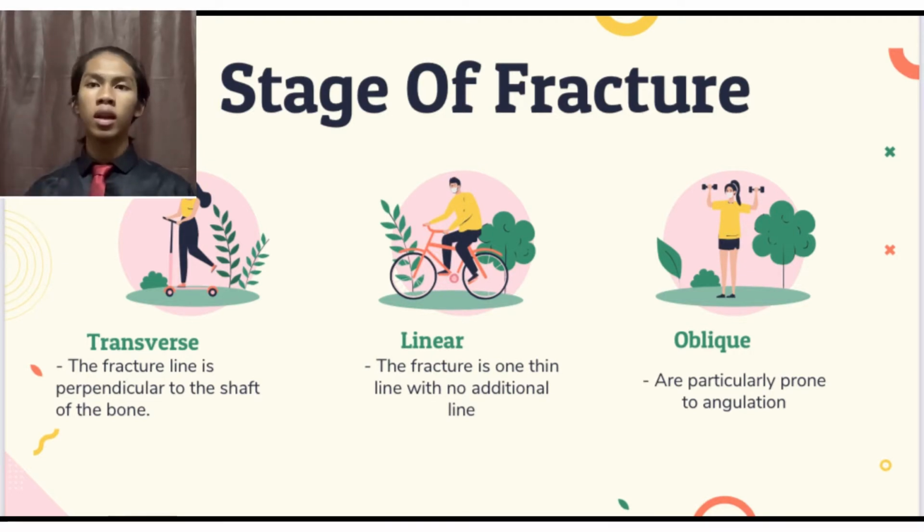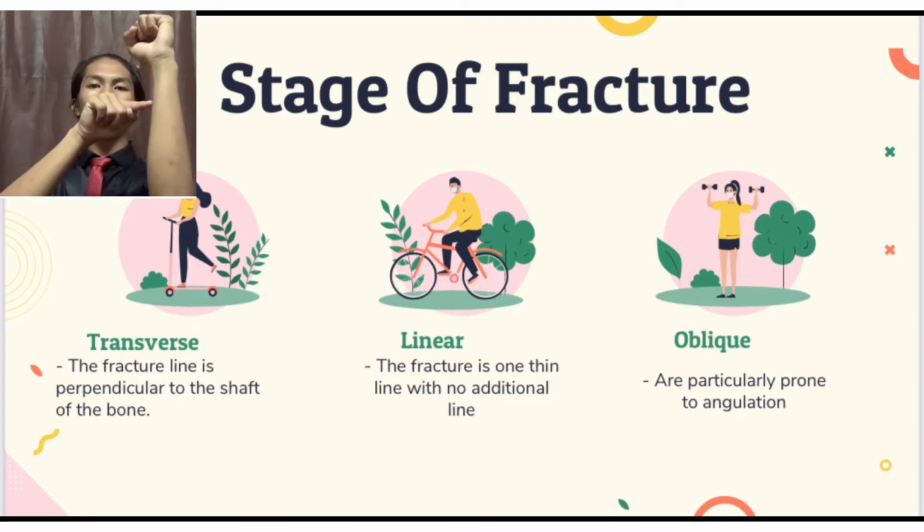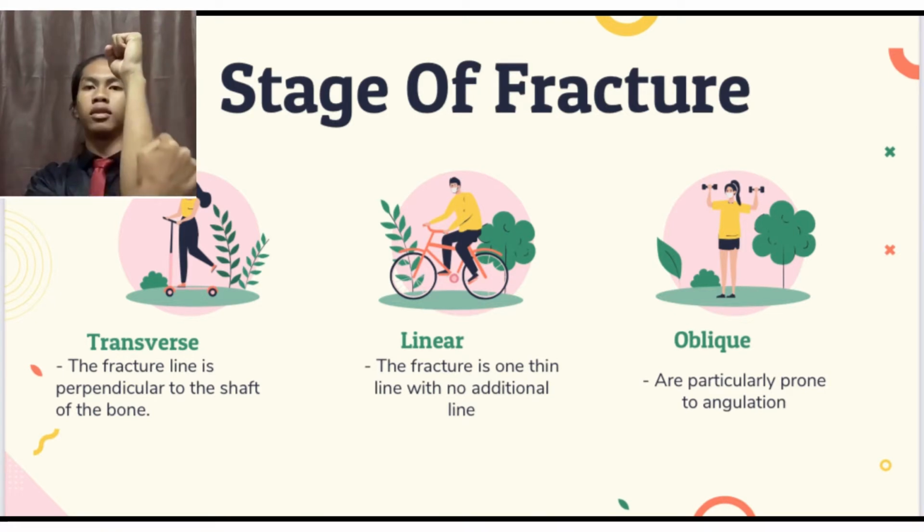The second one is linear, where the fracture is one thin line with no additional lines splintering from it. So the fracture is going upwards or downwards like this. And oblique is particularly prone to angulation. So when the bone is like this, the fracture is going angularly like this.